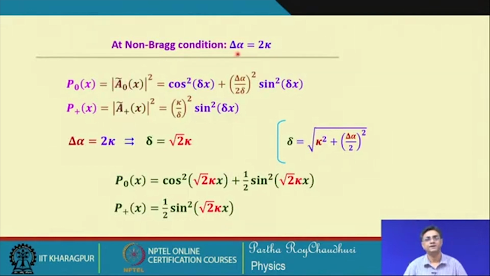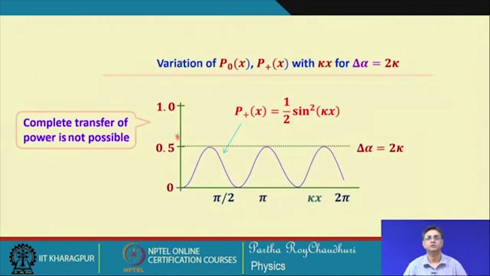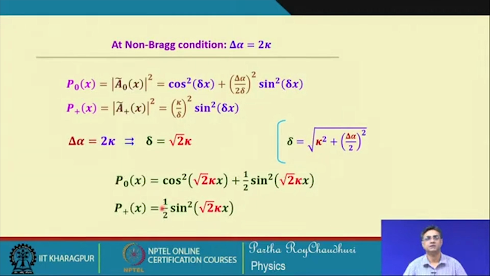At non-Bragg condition, when we have substituted delta alpha equal to twice kappa, the power variation will be given by this equation we have seen. Now we look at the power variation here. The maximum power, which corresponds to the plus order power, cannot go beyond 50%. You can see the plus order is half sine square kx, which is given by this equation.